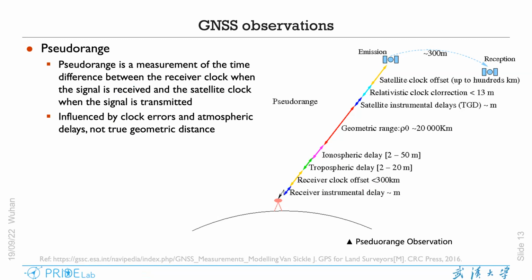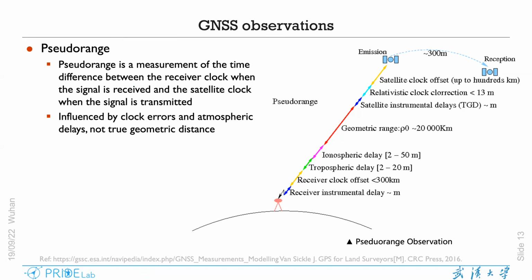We are going to process these GNSS observations to get what we want, such as the displacements and the troposphere status. That's how we can reduce the GNSS observations, such as pseudorange and carrier phase, to those we are interested in.